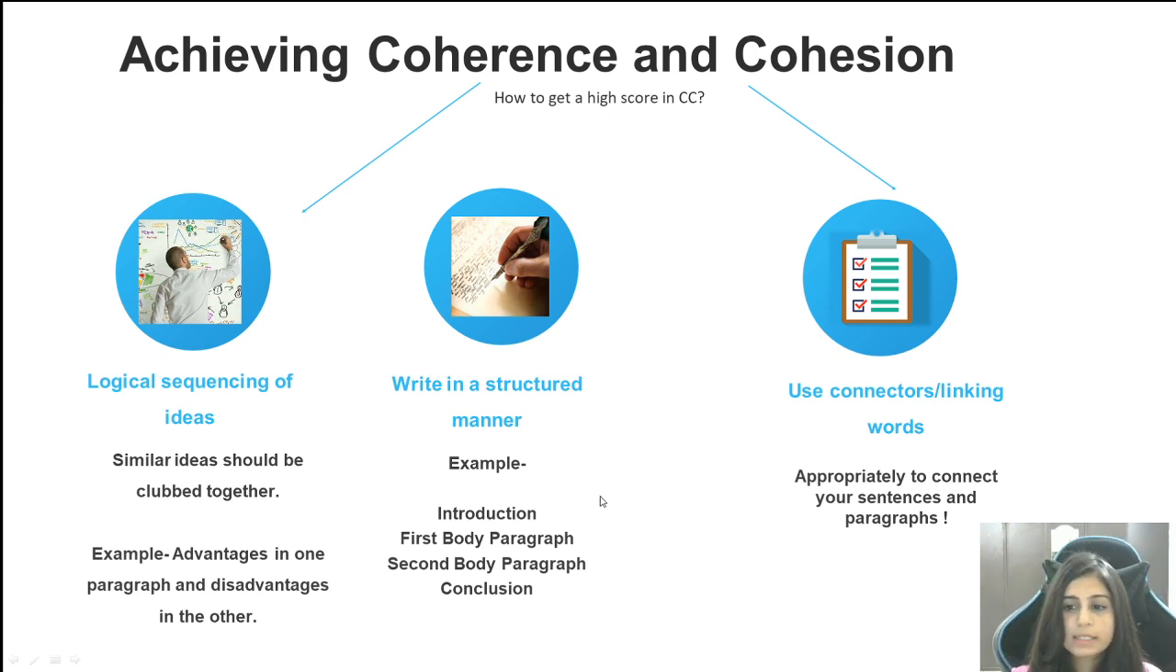Okay, I guess that's it. So far, this is what you have to follow to increase your band scores in coherence and cohesion parameter. First, you have to sequence your ideas properly in appropriate paragraphs and use the connectors or the linking words in a natural manner. It should not be unusual.